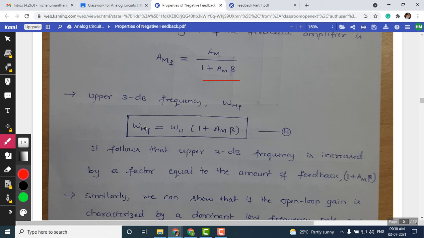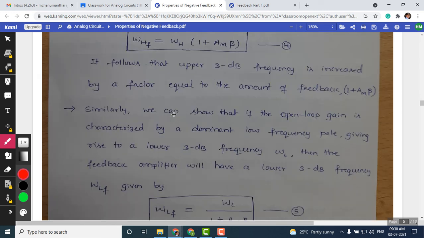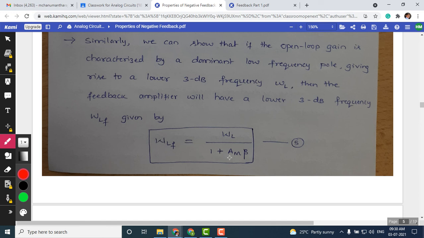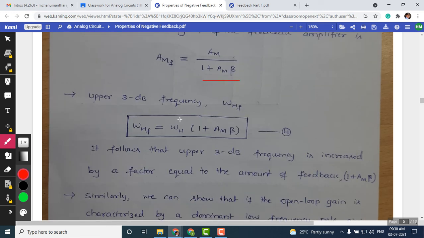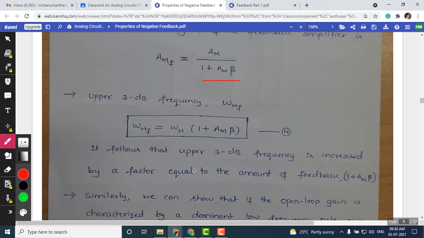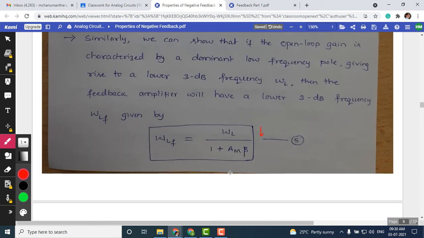So the upper cutoff frequency is increased, and if you do the same for the lower frequency response, you will get this factor in the denominator. Similar to what we have done for the upper cutoff frequency, we can also do it for the lower cutoff frequency. Upper cutoff frequency with feedback is increasing, lower cutoff frequency with feedback is decreasing. This shows that the bandwidth is increasing.